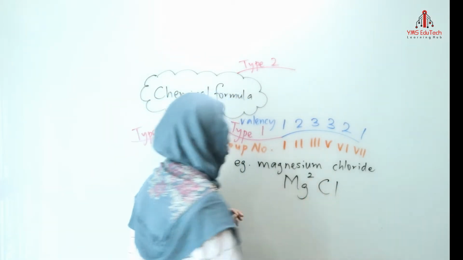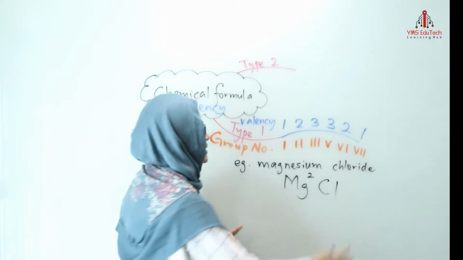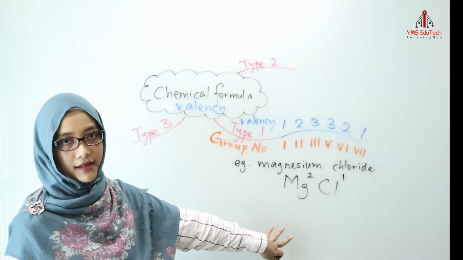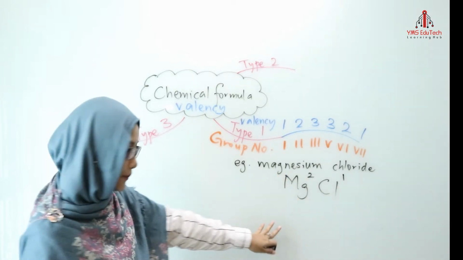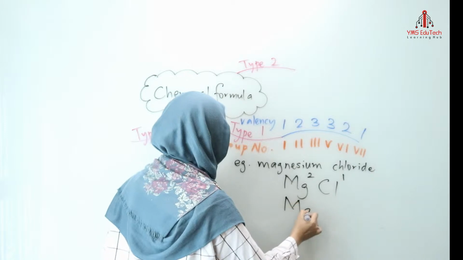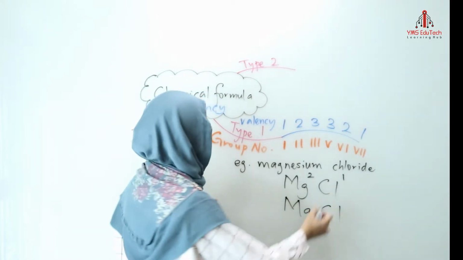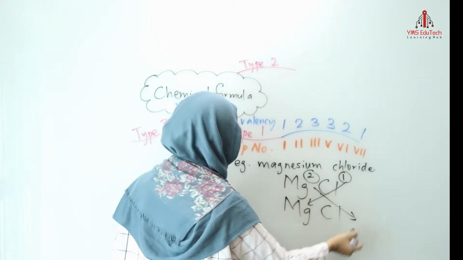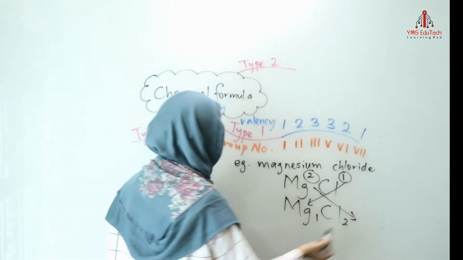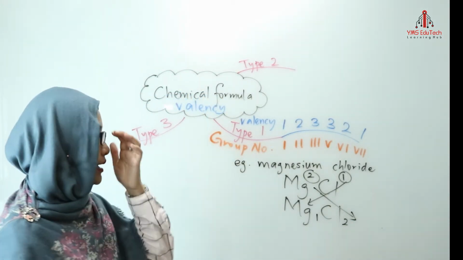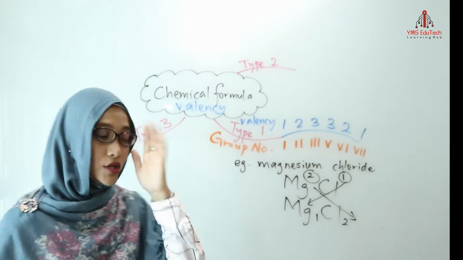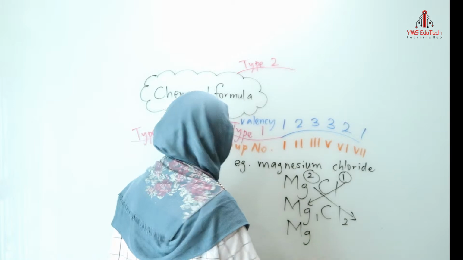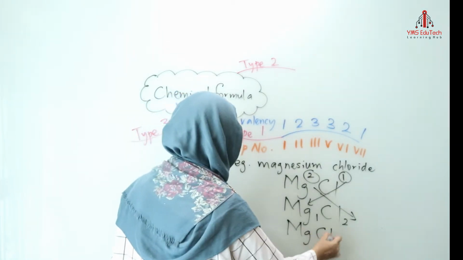Then chlorine belongs to group 7. Group 7 has valency 1. Again, don't include the charges. Just write the valencies. So next, students know that they have to rewrite the symbol and then crisscross the valencies. So I will have Mg1Cl2. And in chemistry, we do not write the 1, we leave the 1 as blank. So our final chemical formula for magnesium chloride is MgCl2.